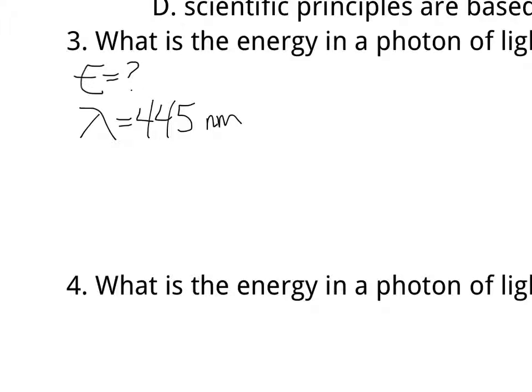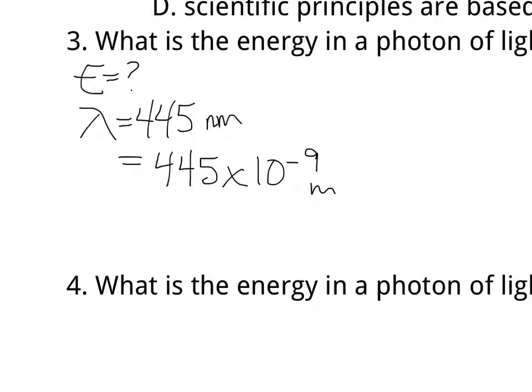Nano means billionth, 10 to the minus 9, so since our constant for velocity and Planck's constant are both expressed in terms of standard units like meters, we're going to convert that into meters. And this is relatively simple. From nanometers into meters, we just multiply by 10 to the minus 9. So this is really equal to 445 times 10 to the minus 9 meters.